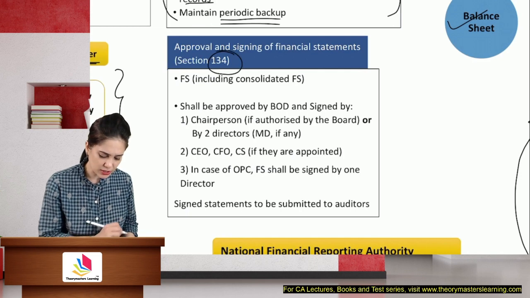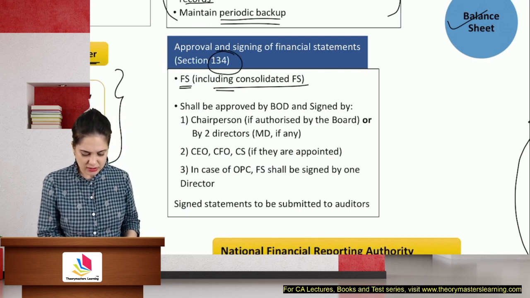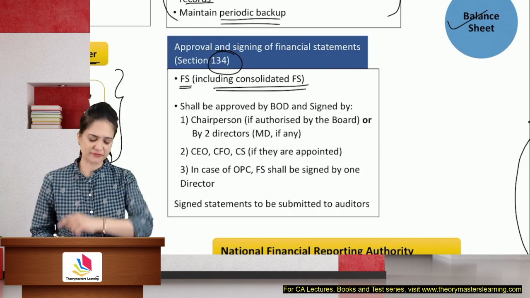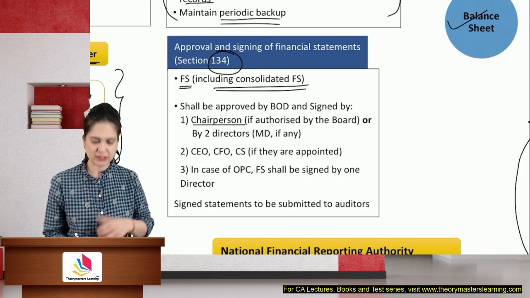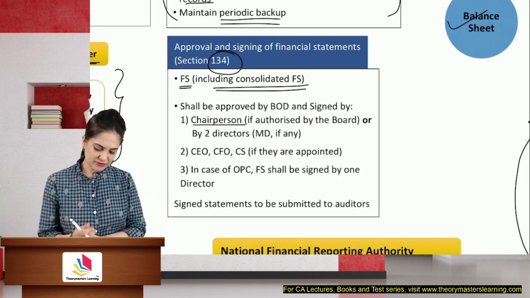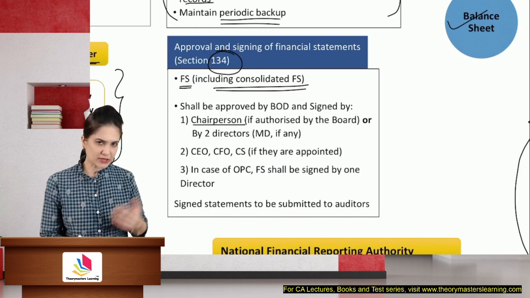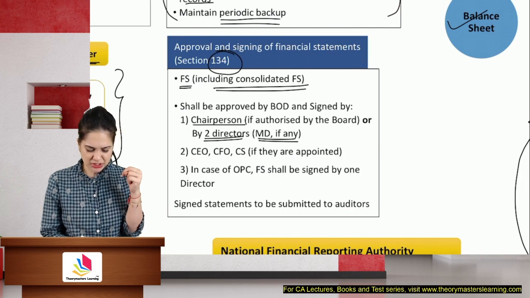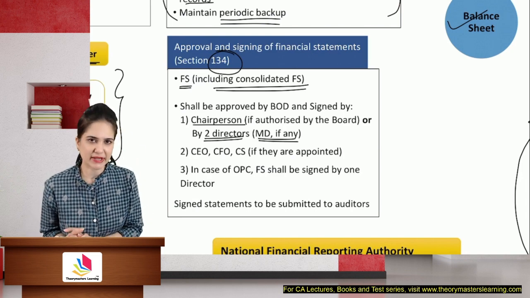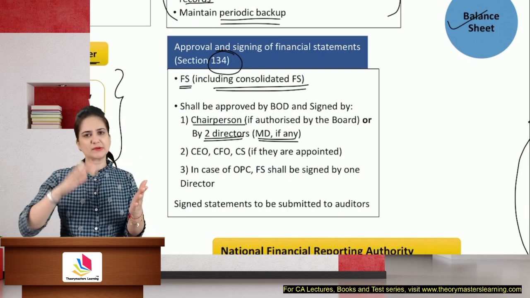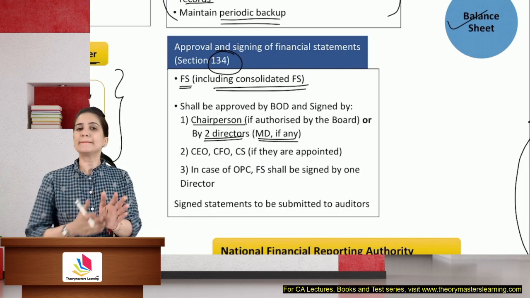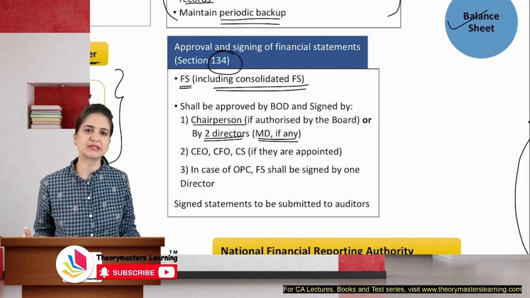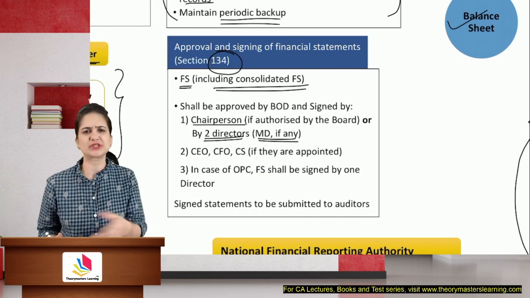Section 134. Financial statements, including the consolidated financial statements, shall be first approved by the board and shall be signed on behalf of the board by the chairperson if the board has authorized the chairperson. If there is no chairperson, or if he is not authorized by the board, then by two directors, out of which one will be a managing director in case the company has a managing director. So the consolidated financial statements as well as the standalone financial statements shall be signed by the chairperson, but only if he is authorized by the board. And if he is not so authorized, then it will be signed by two directors, out of which one will be managing director, if any.